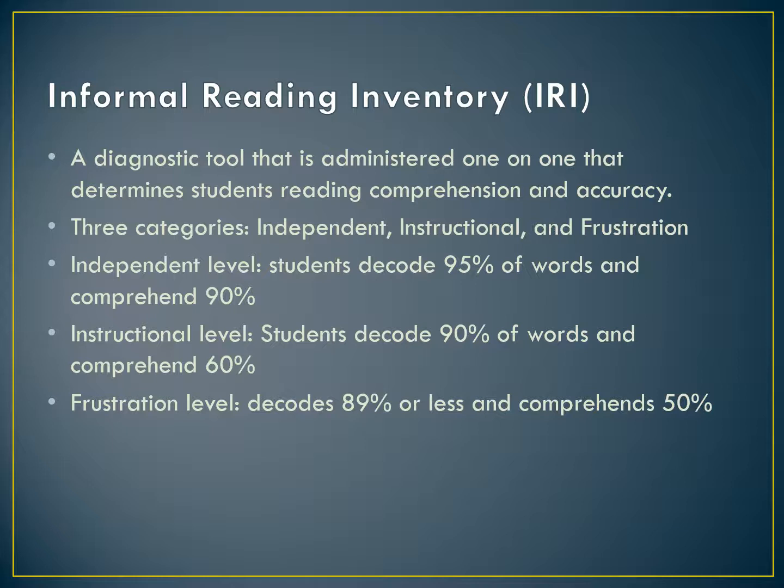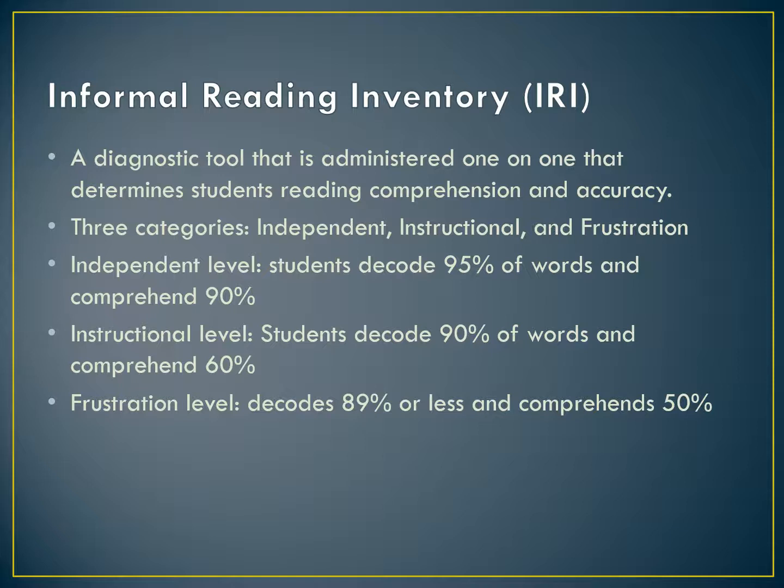So the method I used to determine my students' comprehension reading inventory levels was the Informal Reading Inventory, or IRI. This tool is administered one-on-one between a student and a teacher, and it determines students' reading comprehension and reading accuracy. This categorizes students into 3 different levels, and they are independent, instructional, and frustration levels.